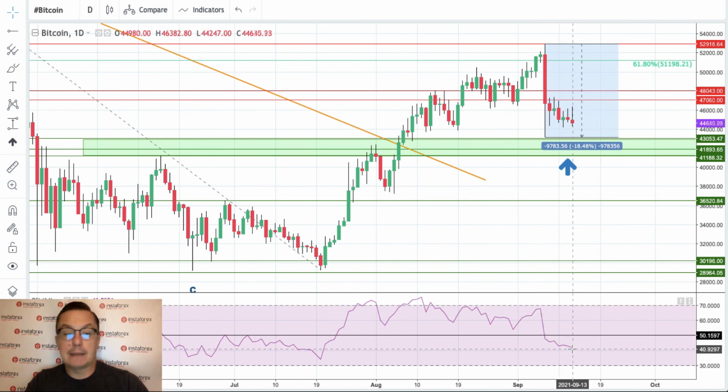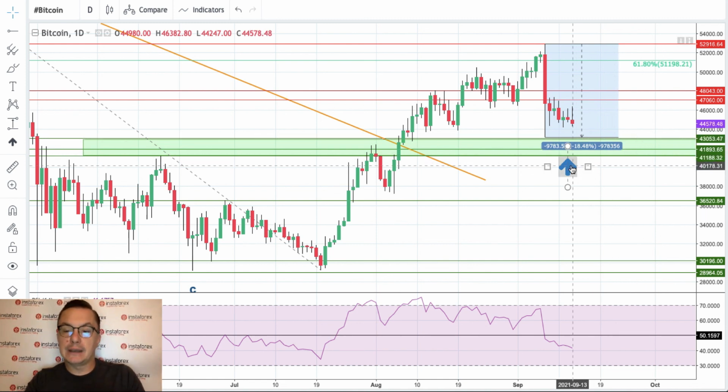However, the momentum on the RSI is already below the level of 50, below the neutral level. So if we break below 41,188, the momentum might accelerate, the market might accelerate toward 36,520. So the key zone for now is between 41,188 and $43,053. So please keep an eye on this zone for a potential bounce or a breakout.